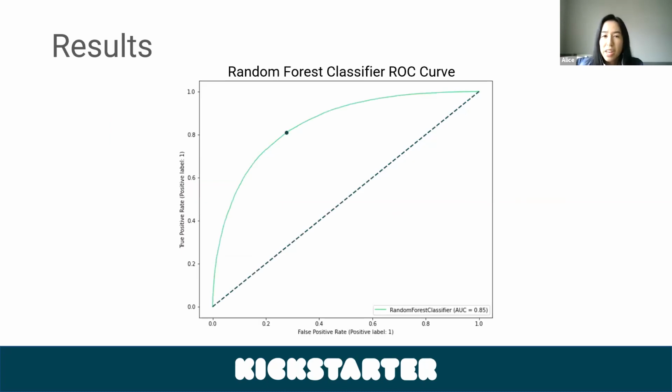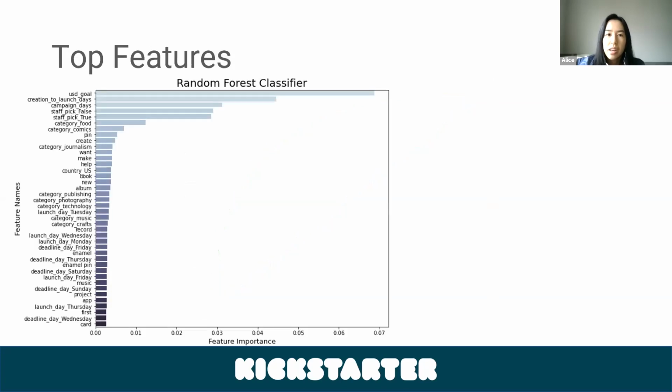Here is the ROC curve for that random forest classifier. That blue point on the curve I just wanted to highlight corresponds to the optimal threshold of 55%, which could be an improvement on the model. And here we have the top features that came from the classifier.